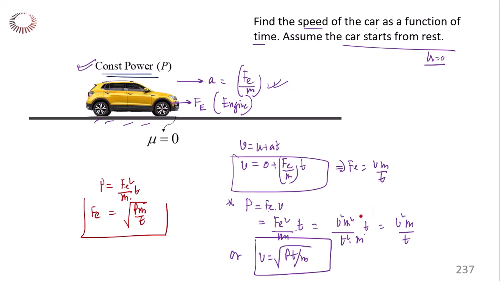And instead of calculating Fe, I can also calculate the velocity. So I got the velocity expression as under root Pt by M. Okay, so both can be asked. So how much amount of engine force is being applied, or what is the corresponding velocity? Okay, so this is the variation of velocity.